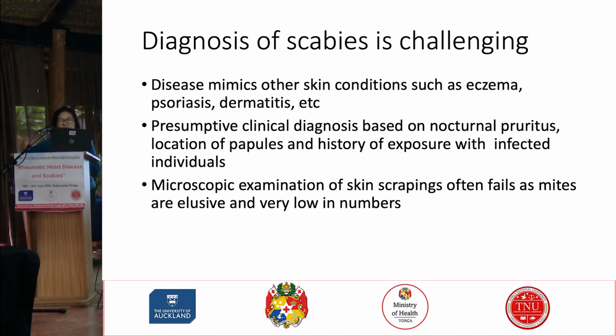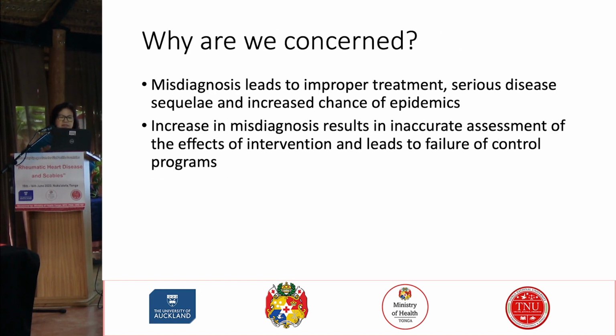Microscopic examination of skin scrapings often fails, as mites are very elusive and they're very low in numbers. In the early stages of the disease, you can find from 1 to 15, so they will really escape. And why are we concerned? Misdiagnosis always leads to improper treatment, serious disease sequelae, and increased chances of epidemics. And of course, increase in misdiagnosis results in inaccurate assessment of the effects of intervention and leads to failure of your control programs.